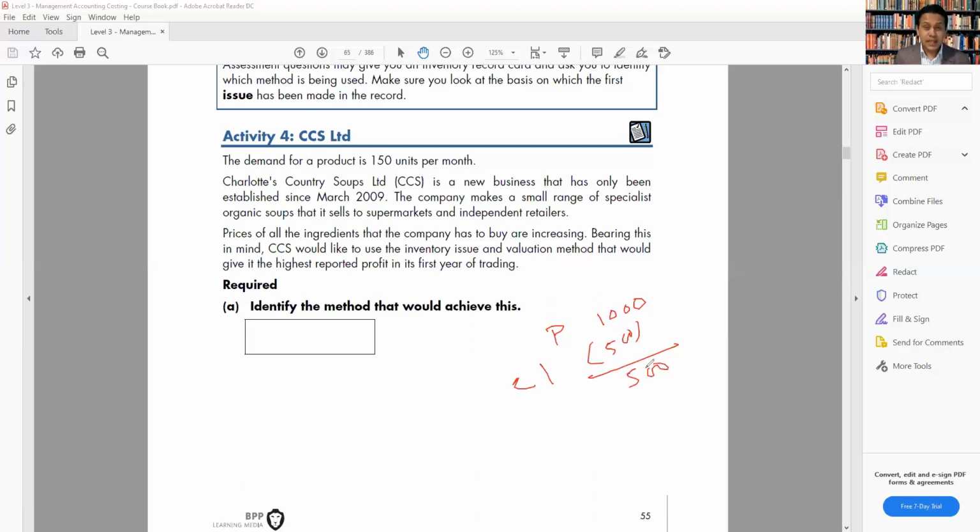So if your closing inventory is more, it will reduce your cost and that will increase your profit. Let's say your sales is 2000, and if my cost is 500, my profit is 1500. Now if the closing inventory is 400, my cost will increase to 600 and my profit will go down to 1400. So the more your closing inventory, the more is your profit.